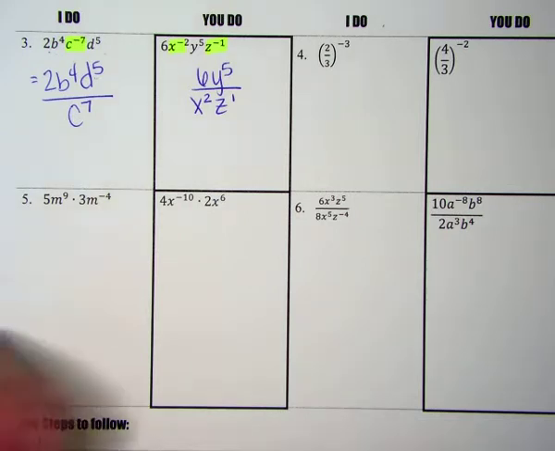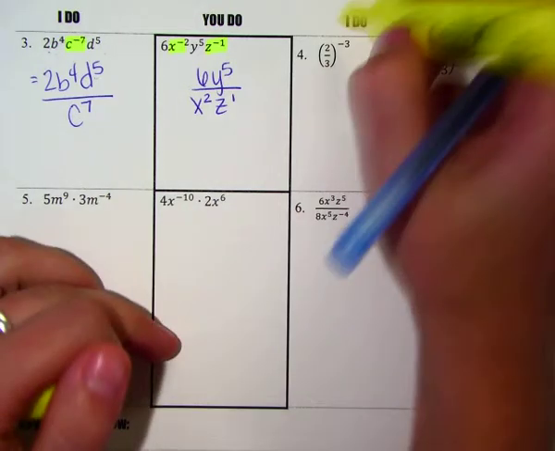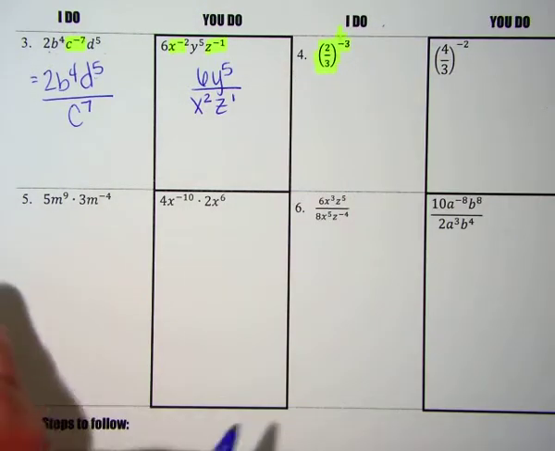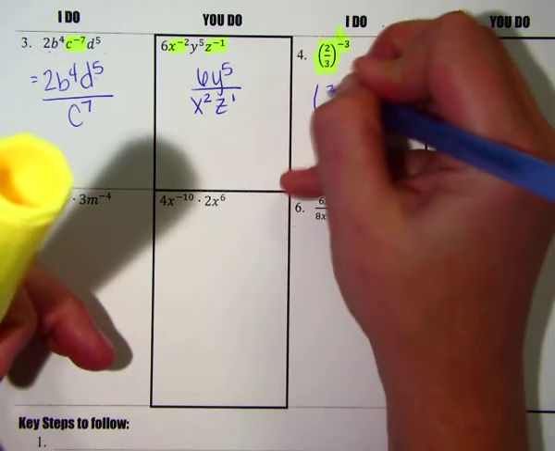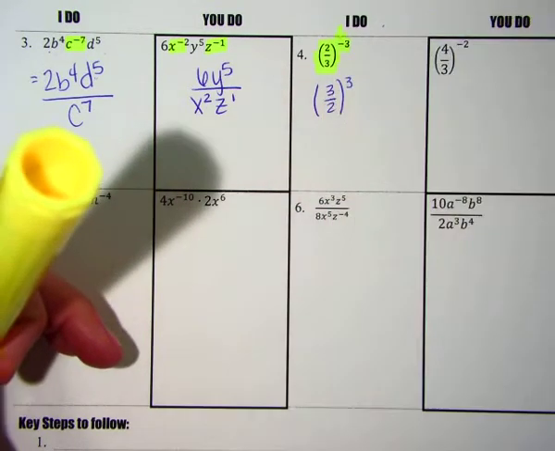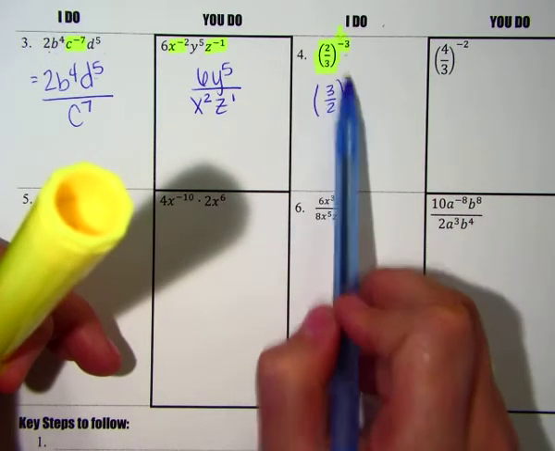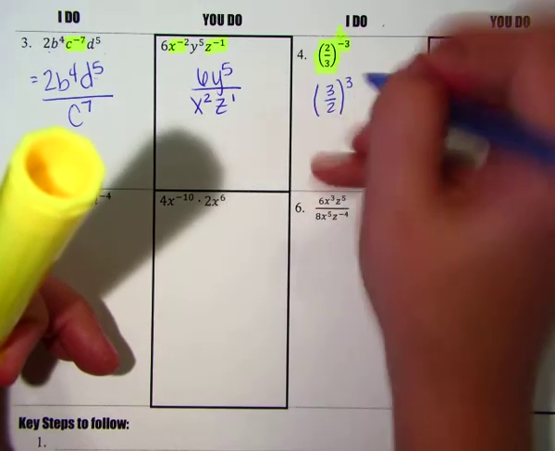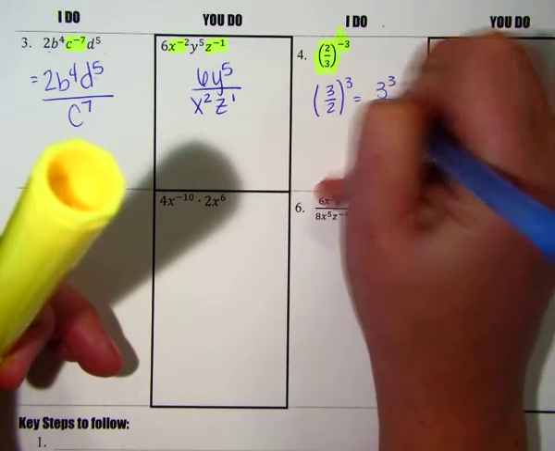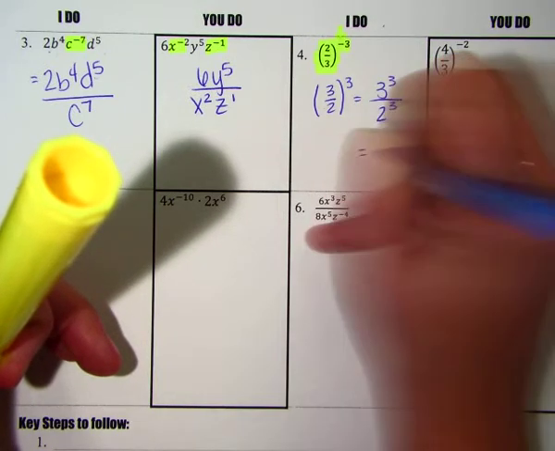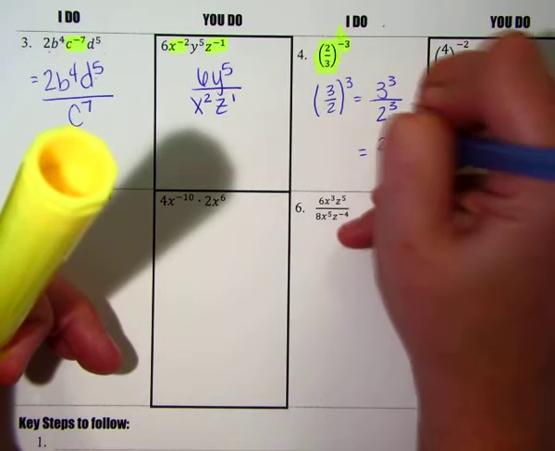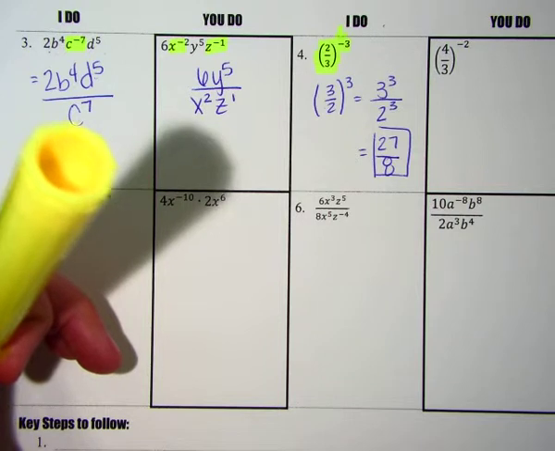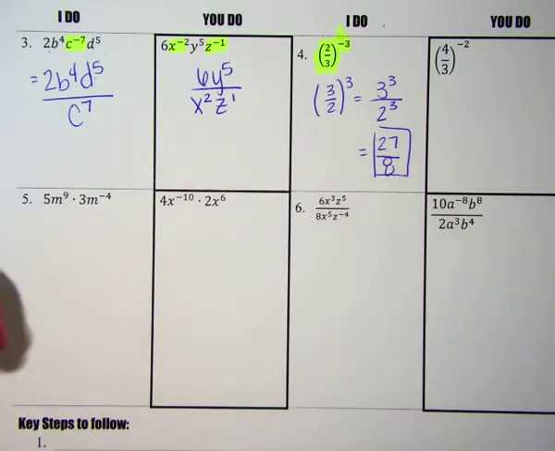Number 4 is really touching on the fact that this is a negative exponent, and negative exponents make things reciprocals. So the reciprocal of 2/3 is 3 over 2. So what I did is I made the reciprocal, and then I took the negative sign off because I flipped it. Now I can raise the numerator to the third power and raise the denominator to the third power. 3 times 3 times 3 is 27. 2 times 2 times 2 is 8. You can do that one on your own.